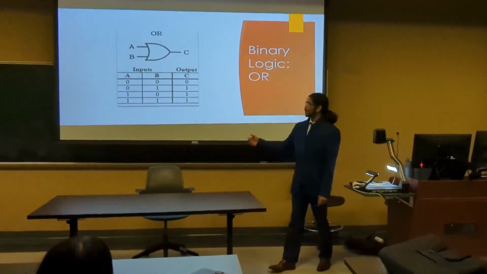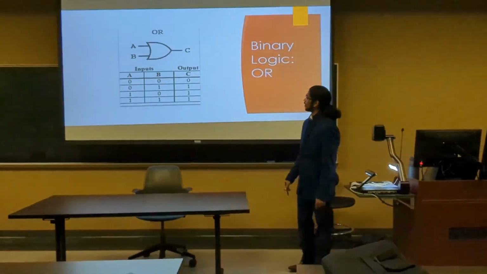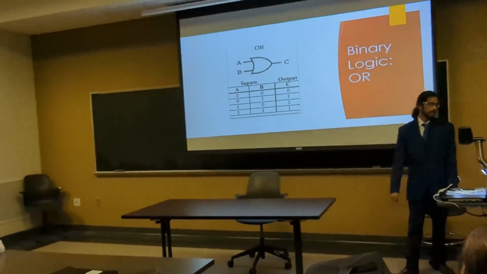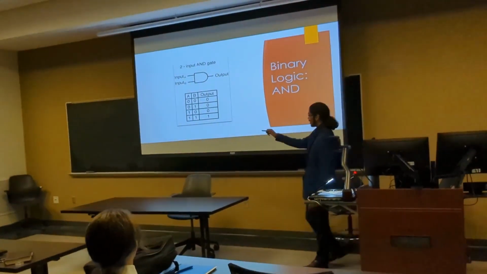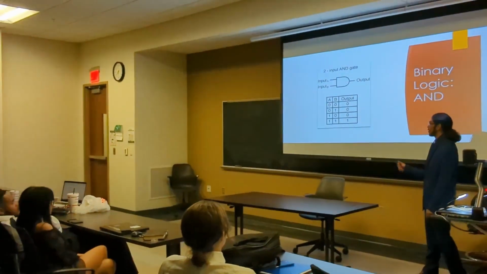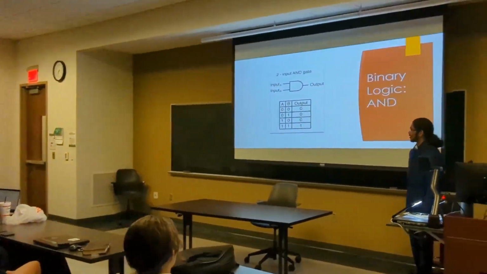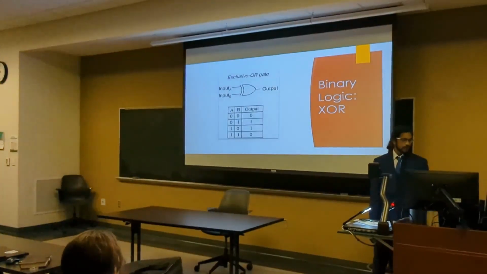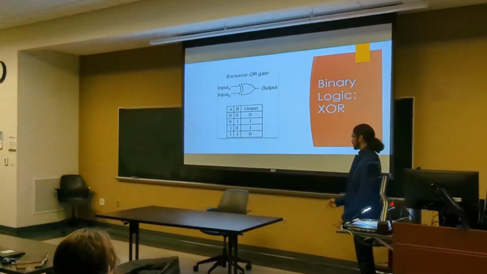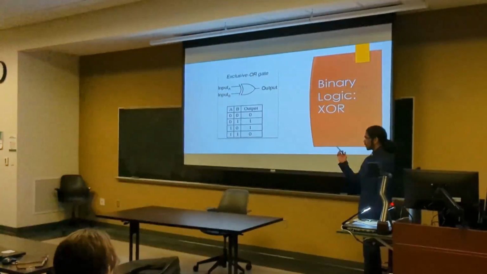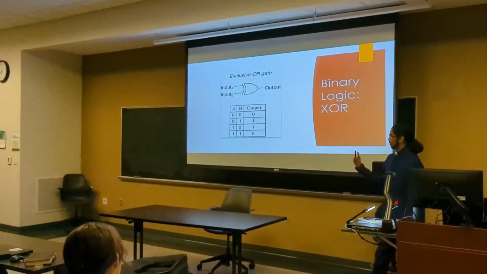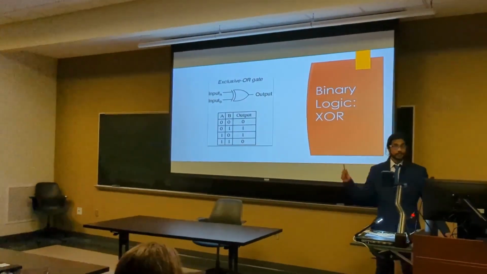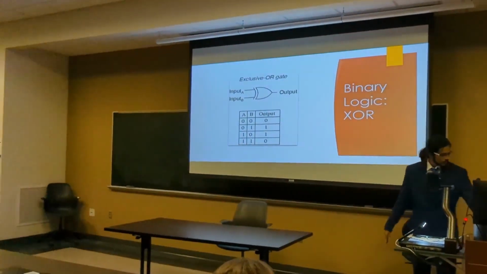So if either A or B is turned on, then the output C will be turned on. Right? Then you have the AND gate, which is if A and B are turned on, then it will output a 1. Otherwise, it'll output a 0, no matter what. And then finally, the XOR gate, which is an exclusive OR. So the only difference between this and the OR gate is that if both are on, then it turns off. Right? Only one or the other can be on for the XOR gate. And this is a very important one, so keep that one in mind.